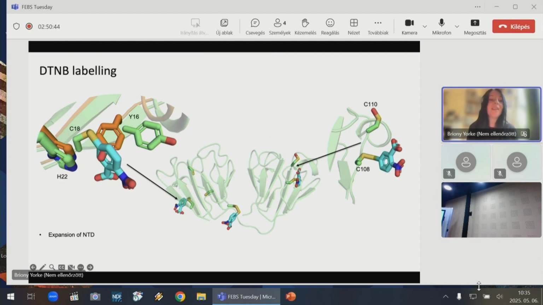What we did see, due to an expansion of that N-terminal domain, was exposure of the previously buried cysteine 18 to the solvent through the flipping of this tyrosine 16 out of the way, allowing binding of our DTMB. So we're quite interested now in this cysteine 18, as it's also implicated in the domain switch and the formation of a disulfide bond.